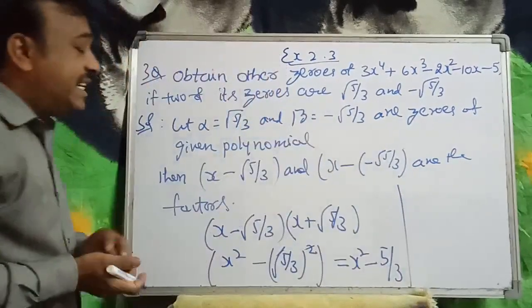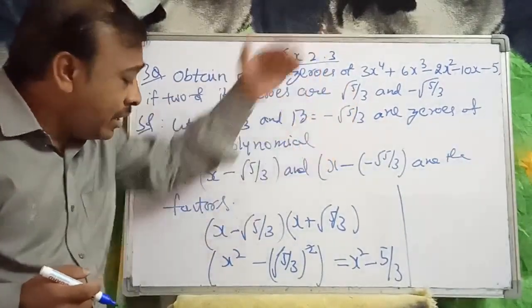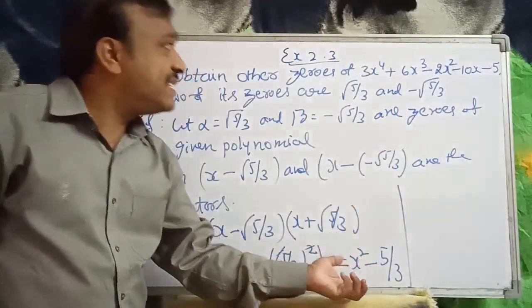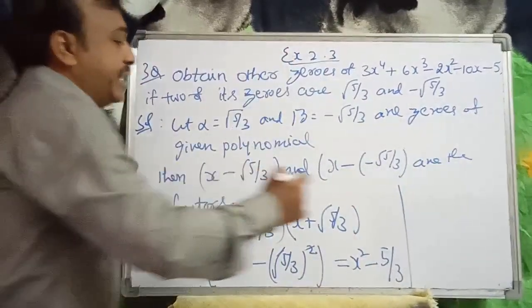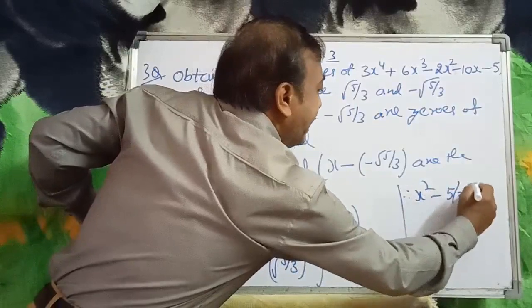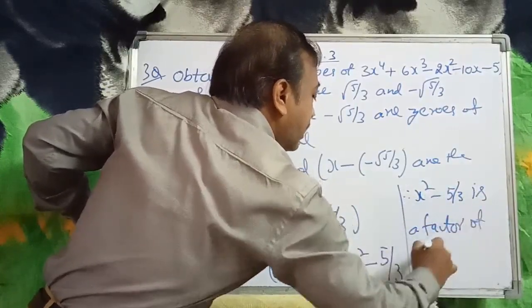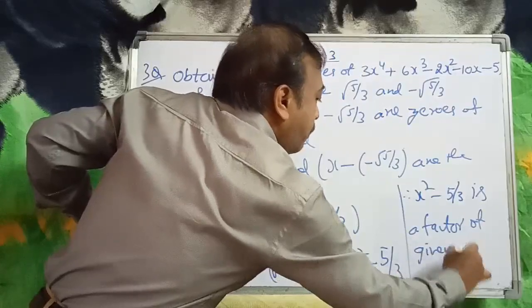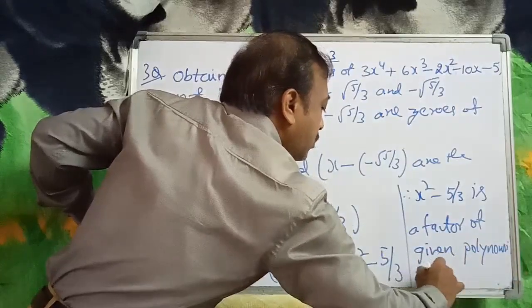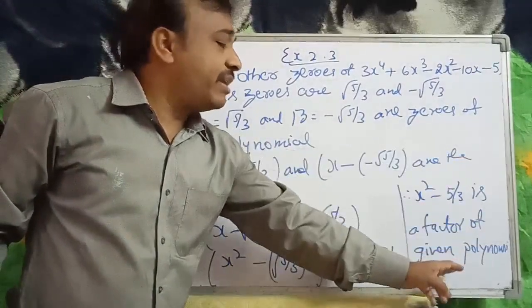That means these are the zeros. Which are the zeros? Root 5 by 3 and minus root 5 by 3. We obtain x square minus 5 by 3. Now this is a factor of the given polynomial. Therefore x square minus 5 by 3 is a factor of the given polynomial.